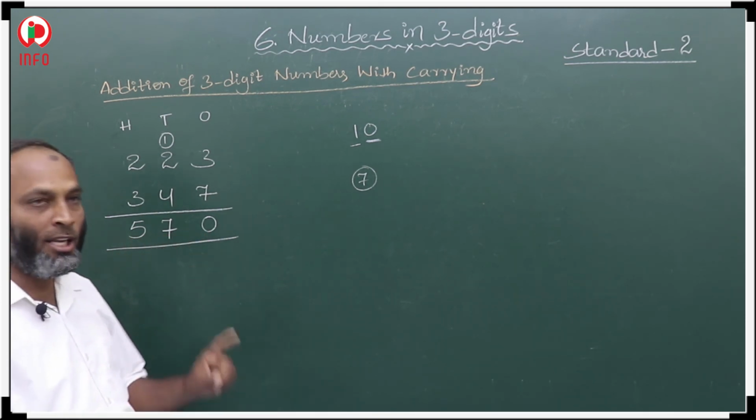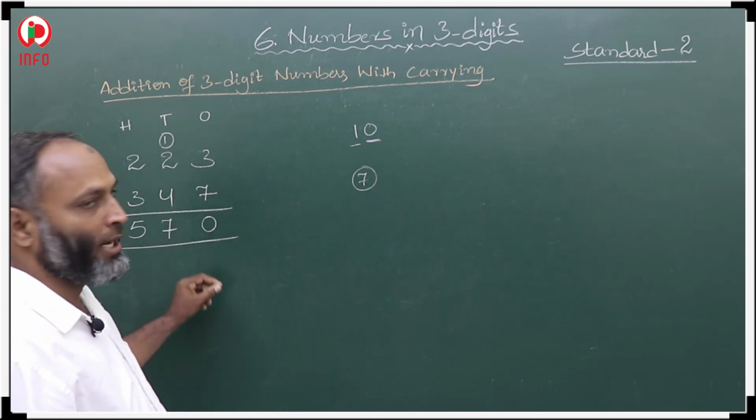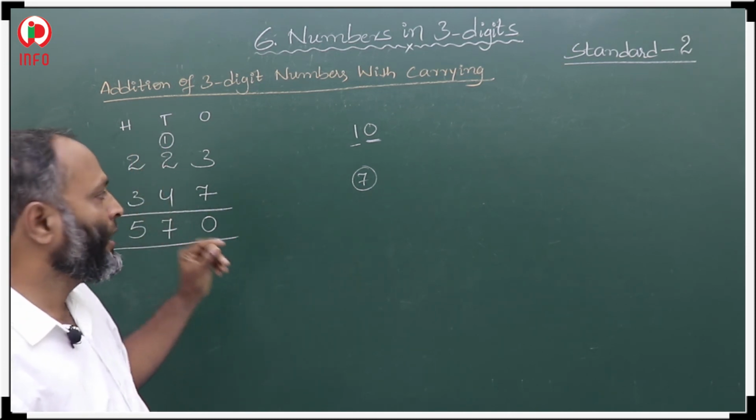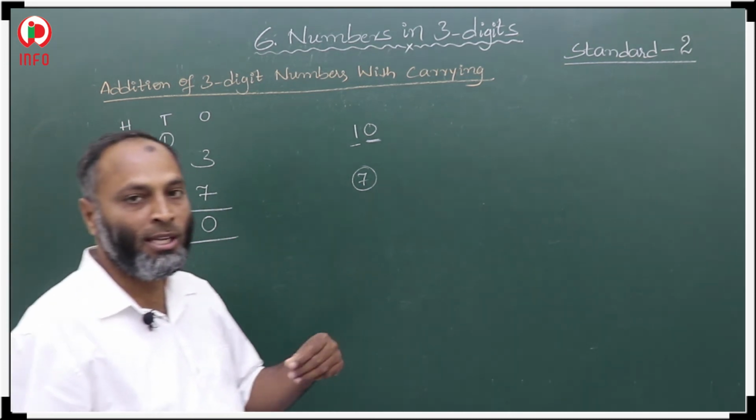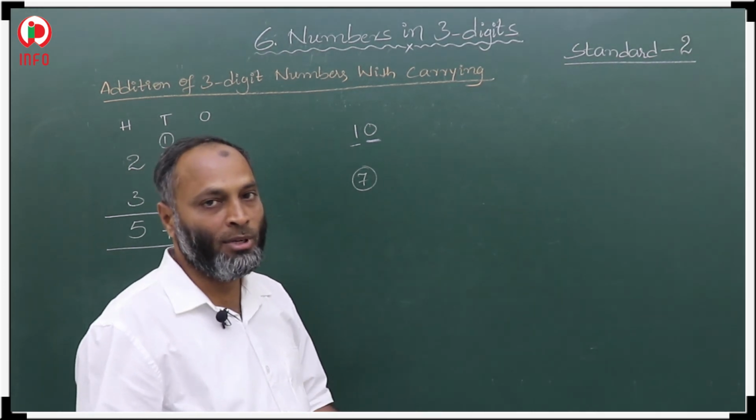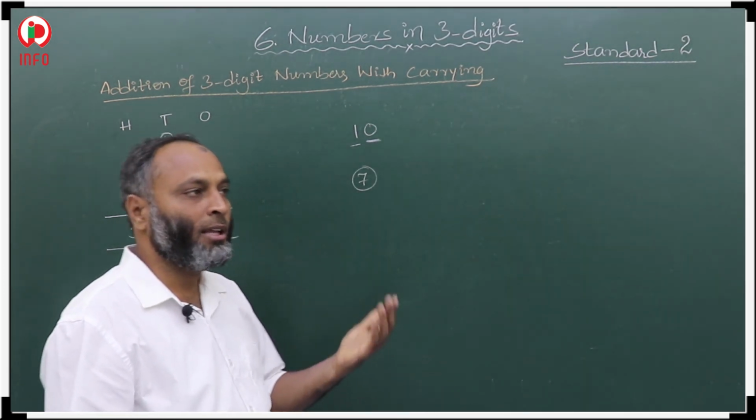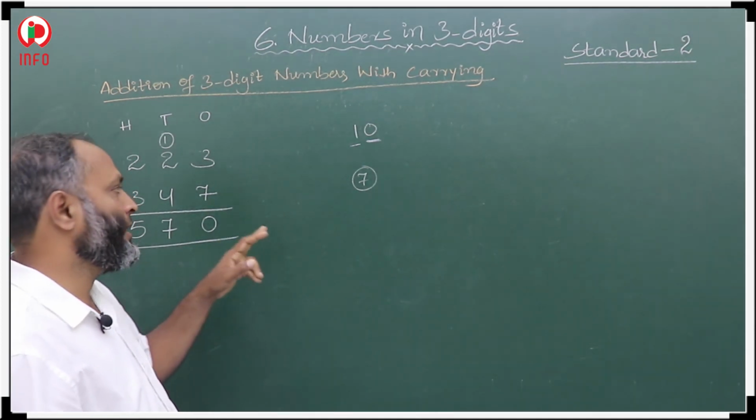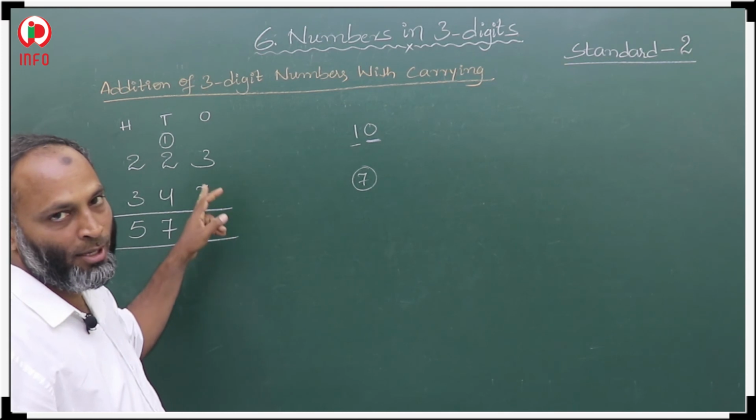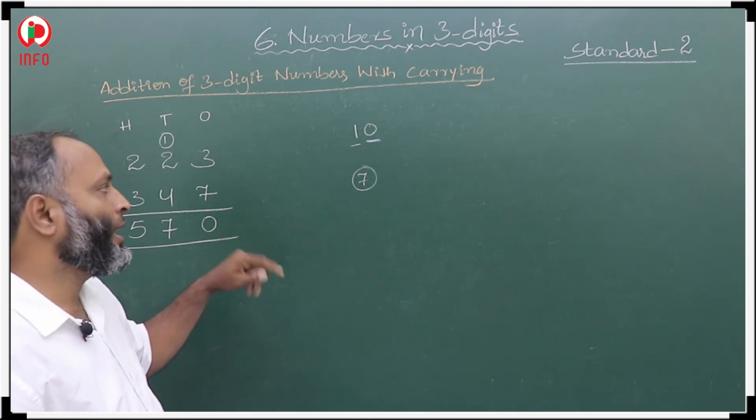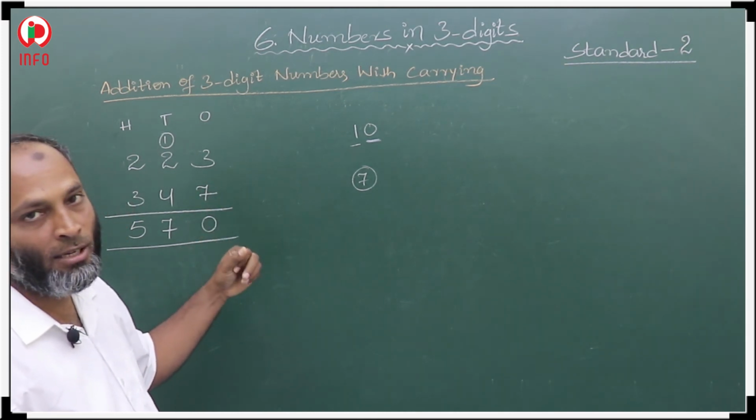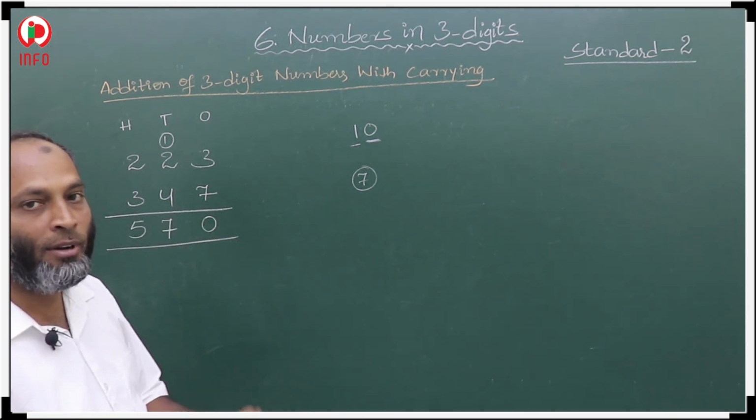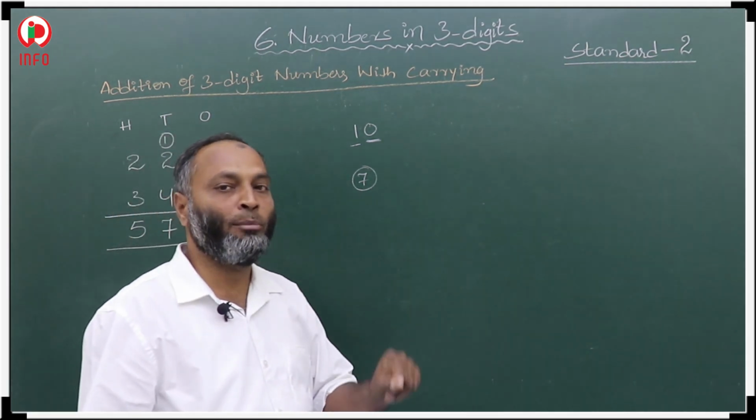570. So remember one thing, when you are going to add, whether 1's place, 10's place, 100's place, whatever it is, if you get the sum more than 9, so means double digit number, then what you have to do? The right digit we have to keep exactly below that added column. And the very next place, that we have to take carry over on next place. And after that we have to add that carrying number also.